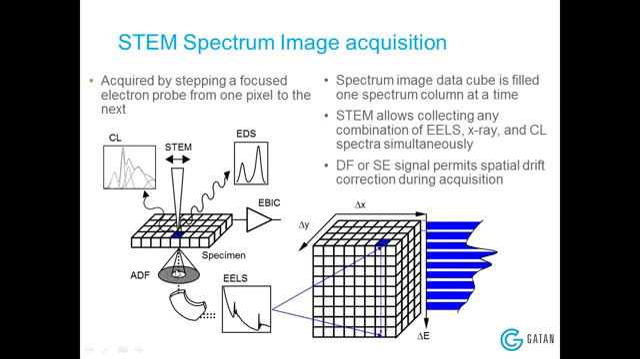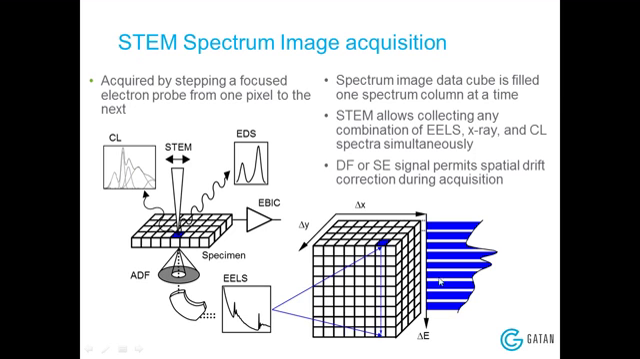And ideally, you want to have your STEM detector below the screen, because you can use a small camera length and get a big collection angle. At the same time, you want to have something that is sitting right above the spectrometer to have a good correlation between the EELS data and the STEM image that you're building pixel by pixel. If you have an EDS detector, you can also acquire EDS data. If you have a CL detector, you can acquire cathodoluminescence spectra point by point.